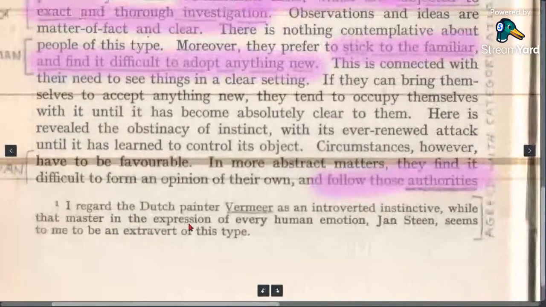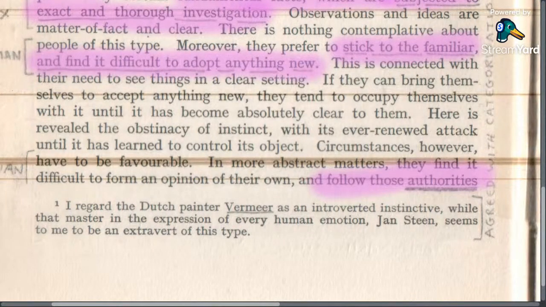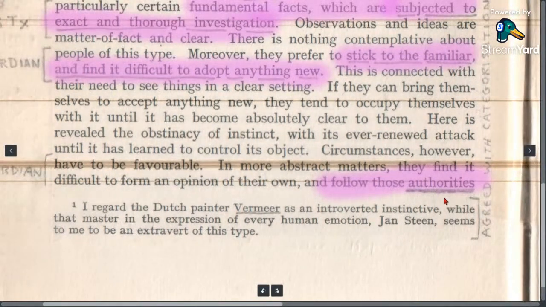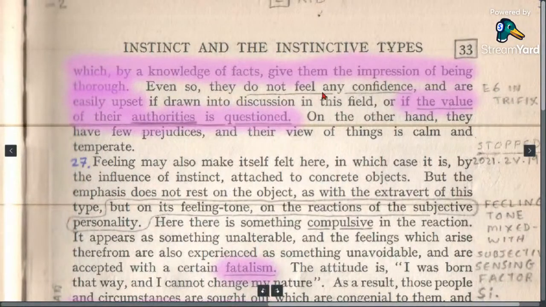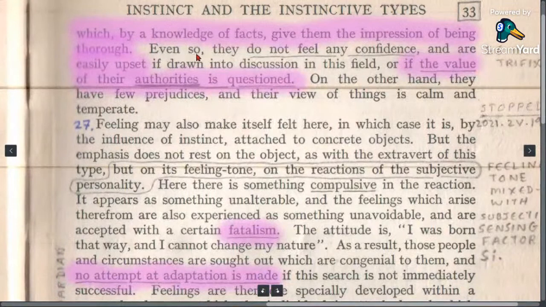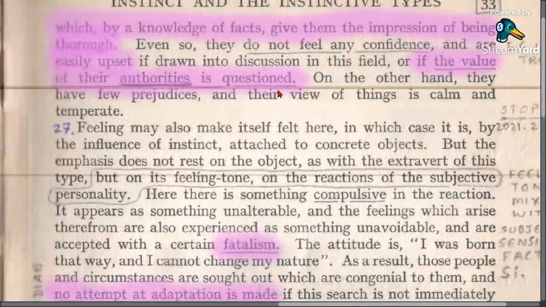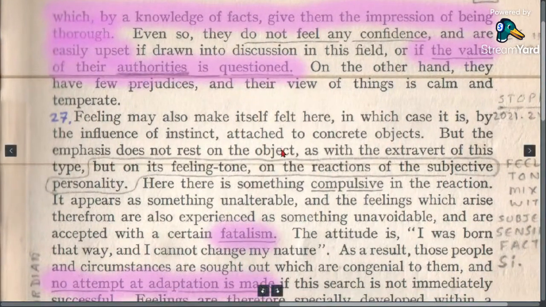Yes, there's a documentary out there about painting like Vermeer. If you just type in documentary Vermeer, there's a documentary on someone learning how to paint like Vermeer. Introverted, right. Following those authorities, which, by knowledge of the facts, give them the impression of being thorough. Easily upset if the value of their authorities is questioned. Again, guardian.